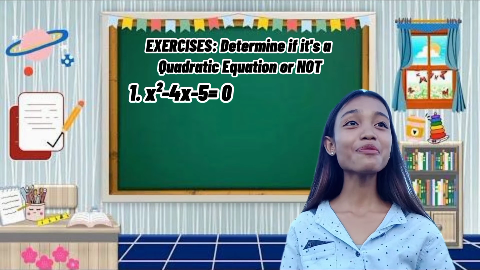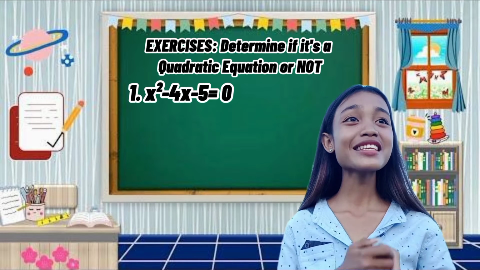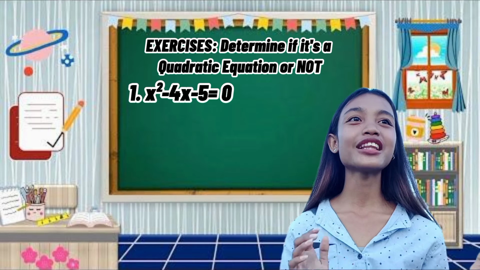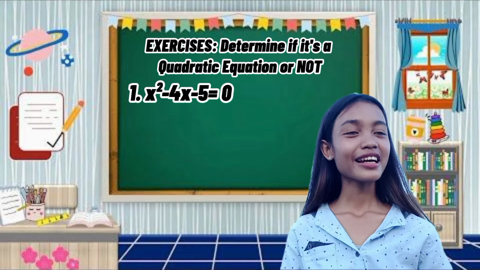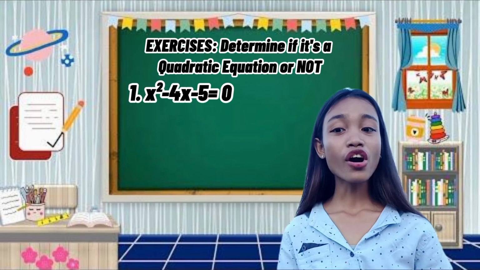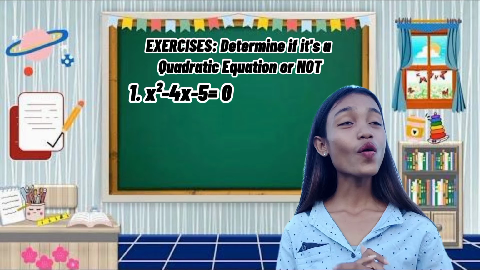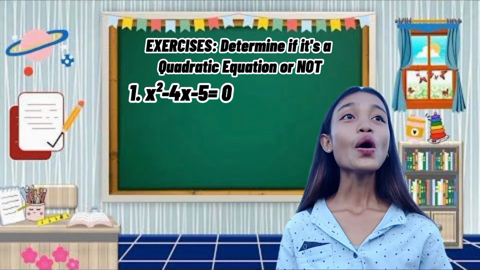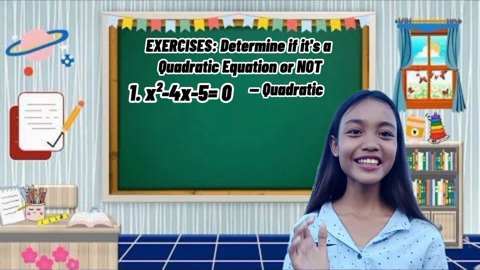Okay, from table 5, please answer. What is your name? Okay, Angela, what is your answer? X squared minus 4x minus 5 equals 0. Okay, it is a quadratic equation indeed.